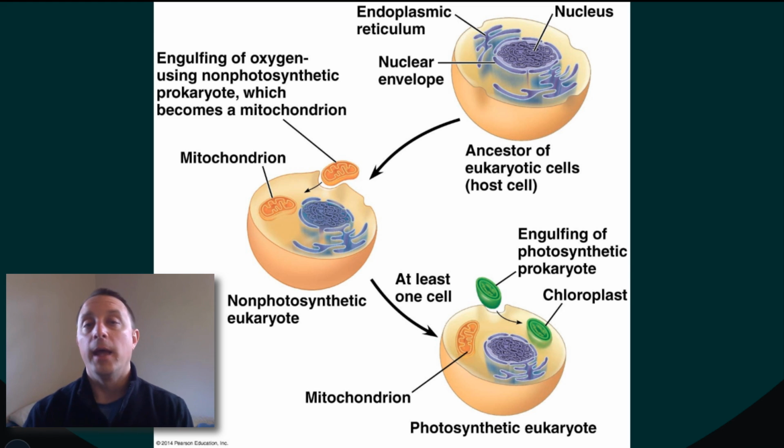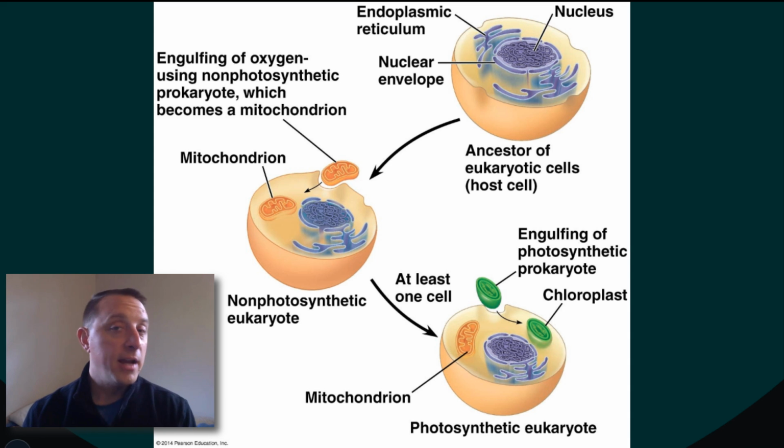Another good piece of evidence is that each of these organelles, mitochondrion and chloroplast, both have their own DNA. And a lot of the proteins involved in respiration in the mitochondrion and photosynthesis in the chloroplast, these genes are actually coded by that DNA within the organelle.